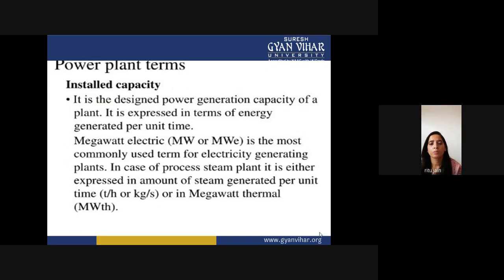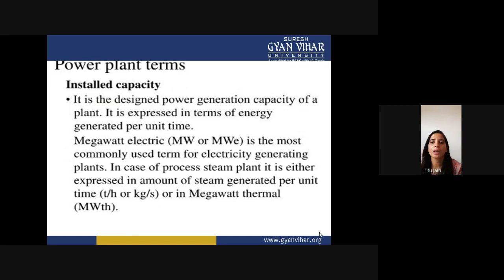How many power plants are going to connect, how many appliances are going to be connected in future. So the power plant capacity depends upon a number of terms, one of which is installed capacity. It is the designed power generation capacity of a plant. It is expressed in terms of energy generated per unit time.